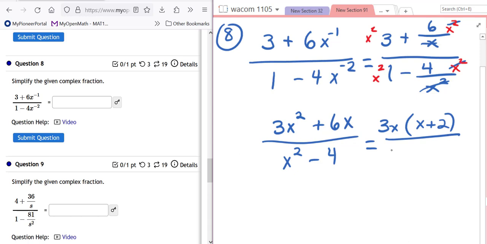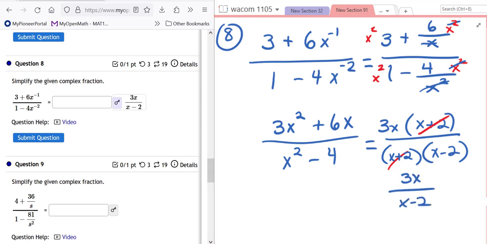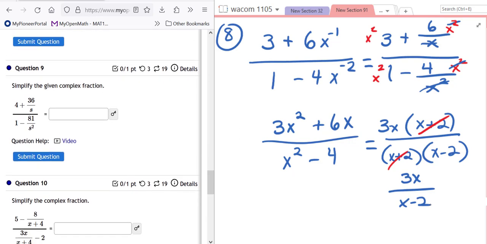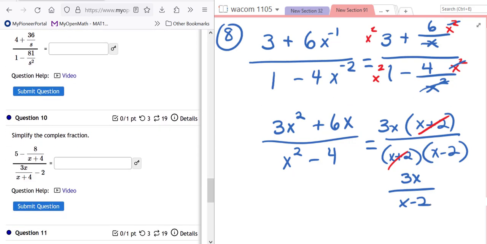And this denominator is a difference of squares. x plus 2, x minus 2. You are going to get some canceling here. So you end up with 3x over x minus 2. Good. This one, just use s squared. It'll be similar.